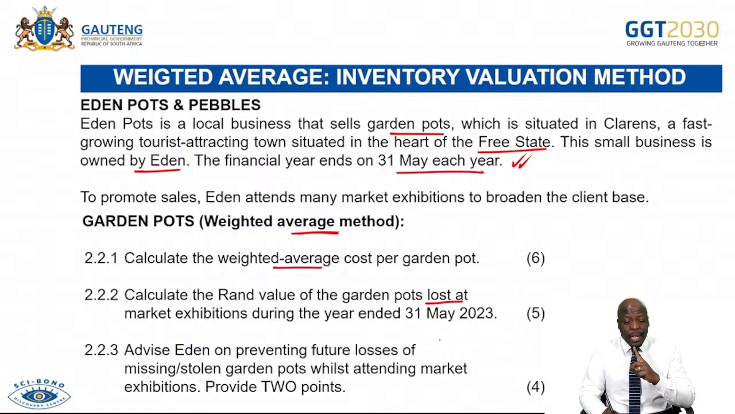Remember what they did in the previous paper that we did, the Eastern Cape? They wanted to know the number of units missing, but here there are some pots that got lost, and they want us to do some interesting calculations. So make sure you don't go anywhere. You need to stay here so that I can explain this particular question. And then the last one is to advise Eden on preventing future losses. You remember what I said? Okay, so please stay put.